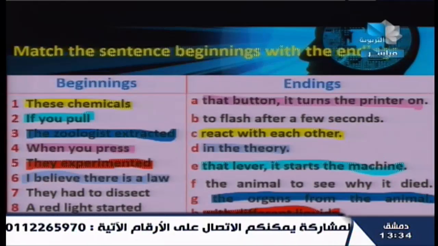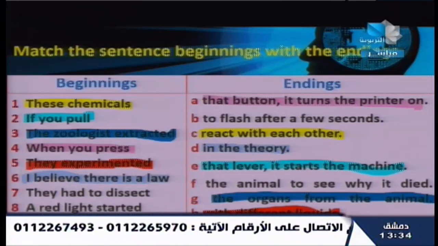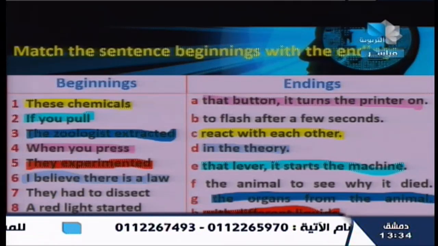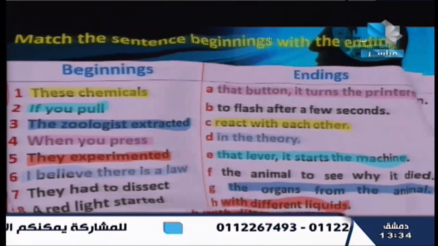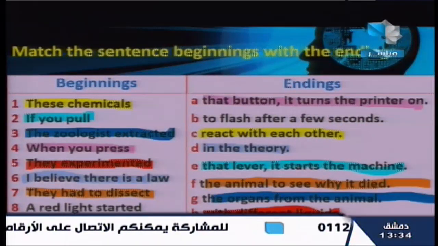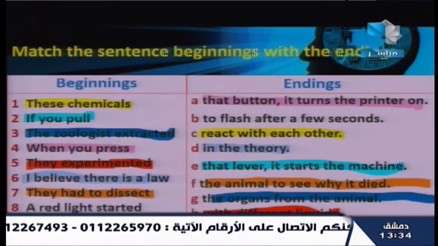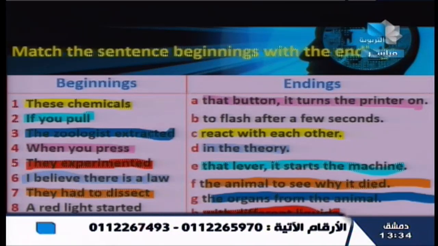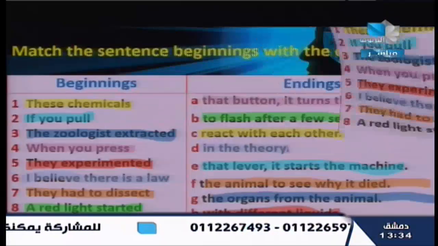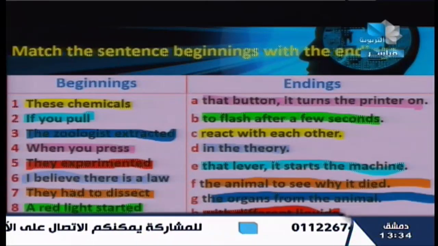Number 7, they had to dissect the animal to see why it died. Dissect, of course, to have a cut or to see the insides. Yes. A red light started to flash after a few seconds. To flash, as we said, to give a light. Yes, thank you very much.